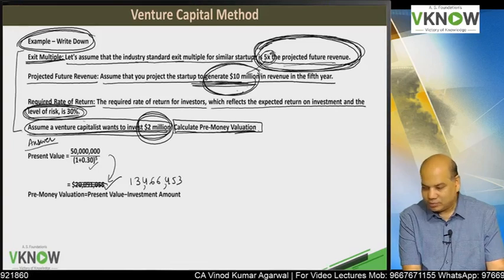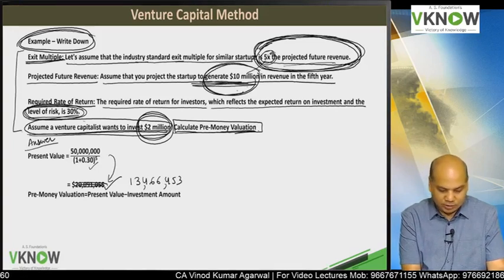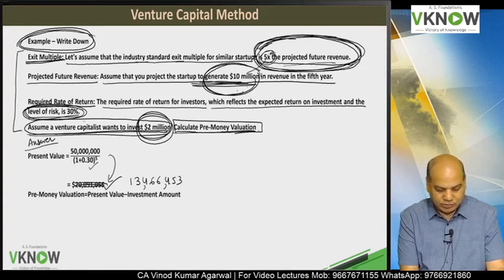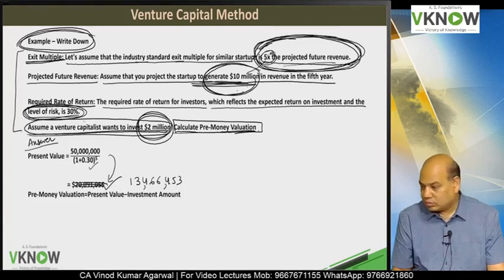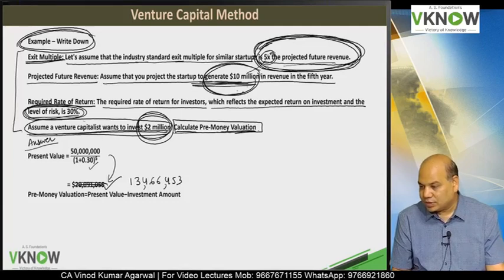Type 50 million. Divide by 1.30. Press equal to 5 times. So that comes to 13,466,453.